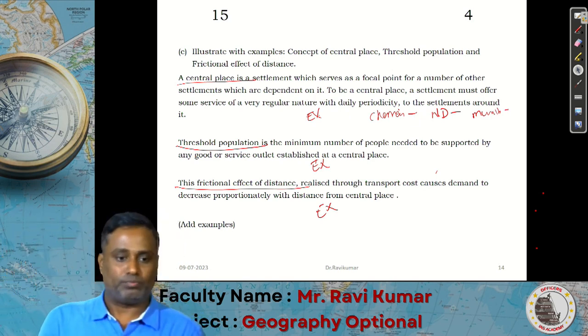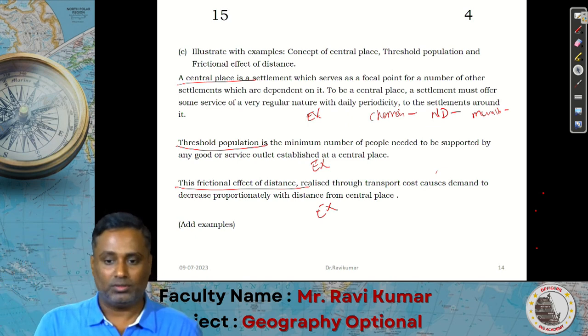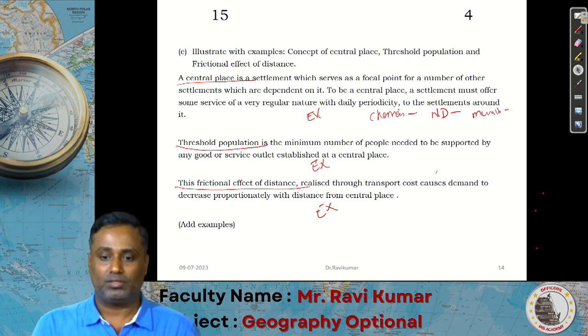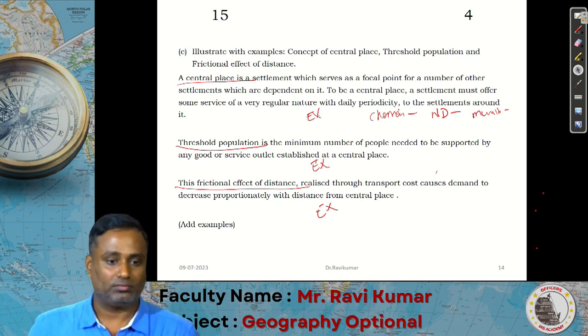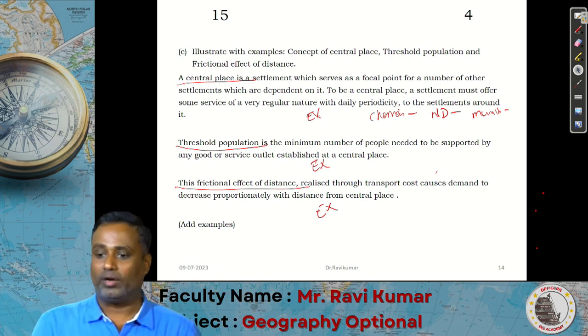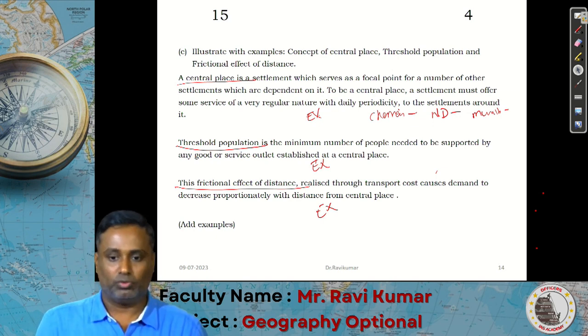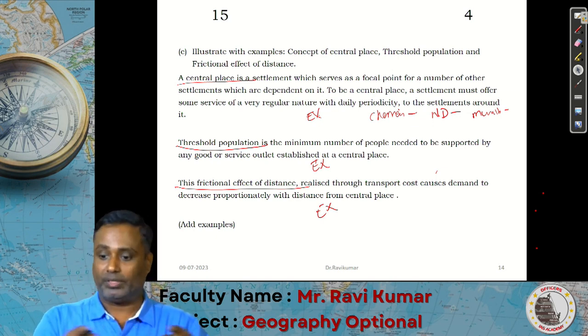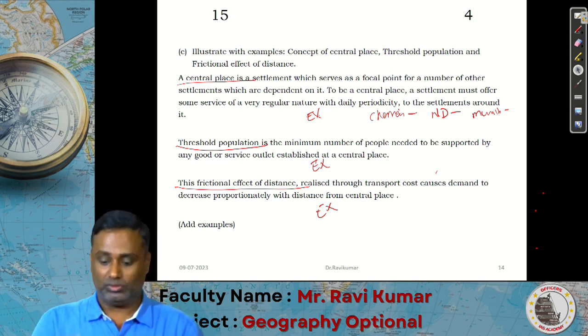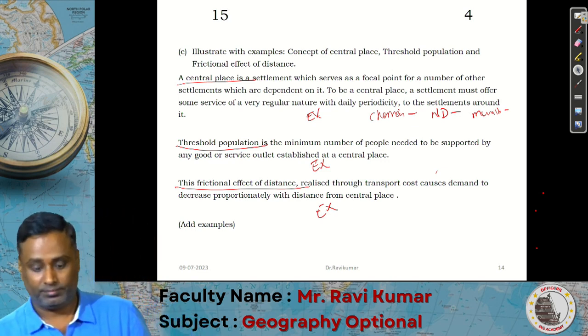As it is a first paper, you can give worldwide examples. New York is an administrative central place. Most of the international organizations' headquarters are located in New York. Detroit, industrial location, industrial central place. So we can give some examples. That is why we need to prepare the world maps also. Like this, we can bring more examples from that.